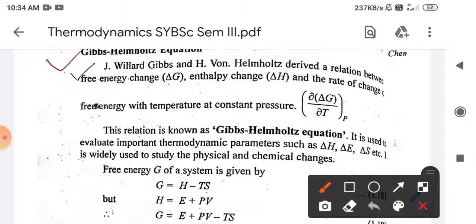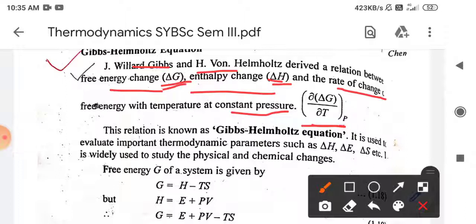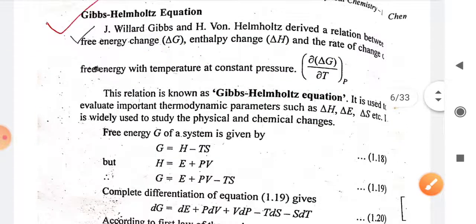These two scientists, J. Willard Gibbs and H. Helmholtz, derived an important relation which shows the relationship between change in free energy, change in enthalpy, and the rate of change of Gibbs free energy with respect to temperature at constant pressure. Okay, so they derived an important relation between all these parameters. This is delta G, delta H, and the change in the Gibbs free energy with respect to temperature at constant pressure.